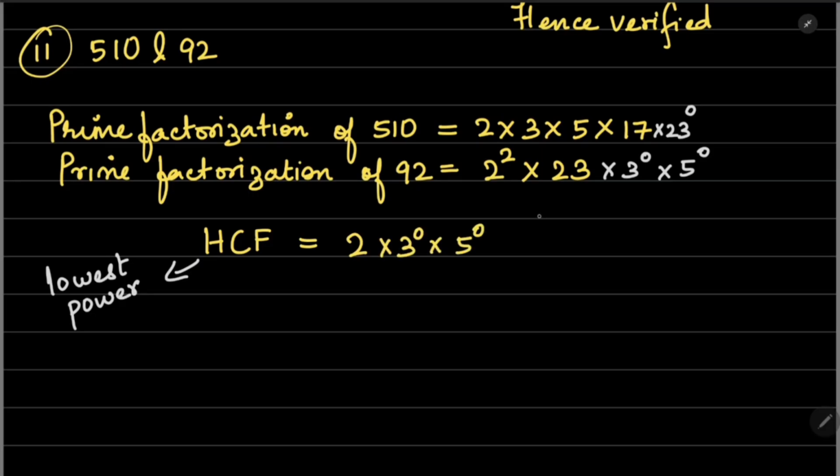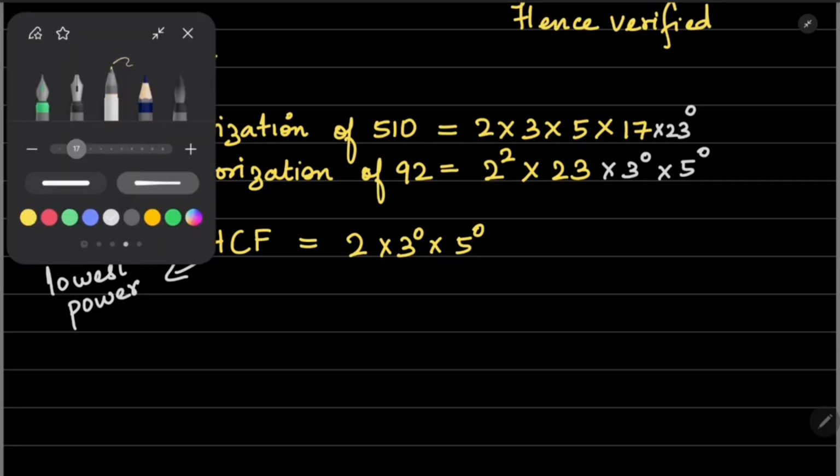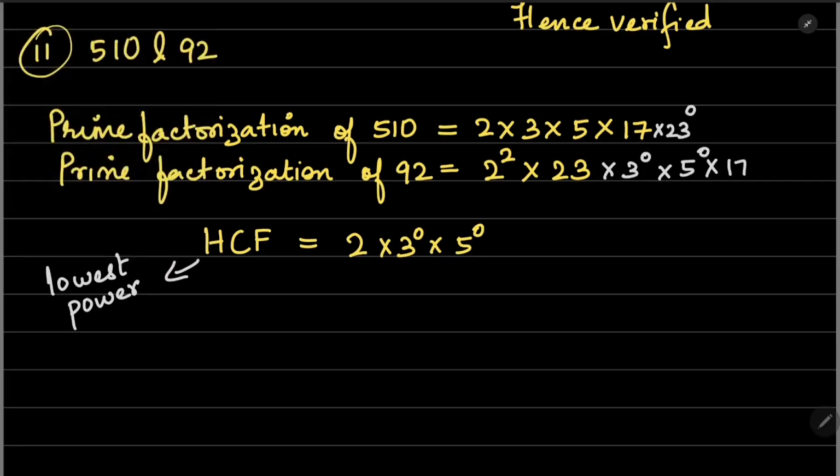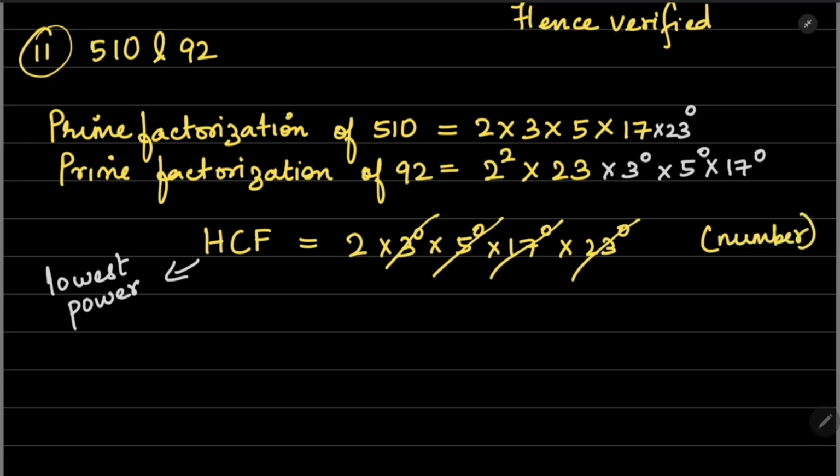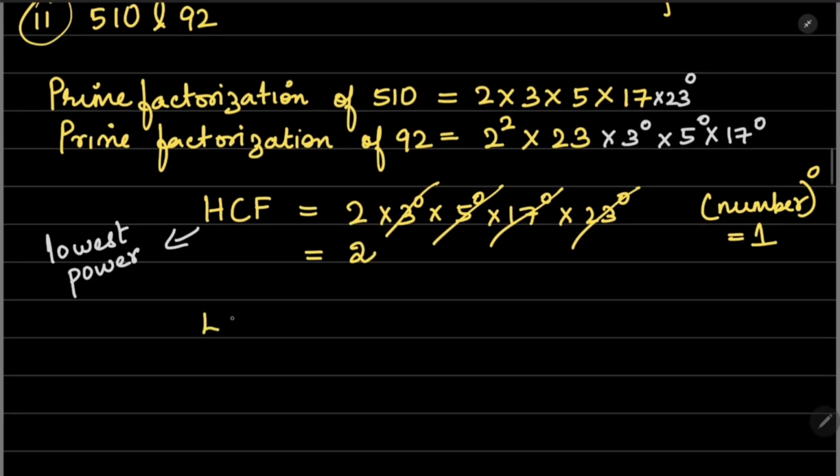For 17, I think I missed 17. So 17 raised to the power 0. For 17, which is the lowest power? Again, 17 raised to the power 0. For 23, 23 raised to the power 0. So all of these values, any number raised to the power 0 is equal to 1. So the answer is 2. HCF is 2.